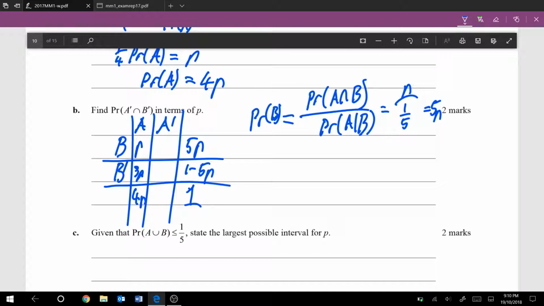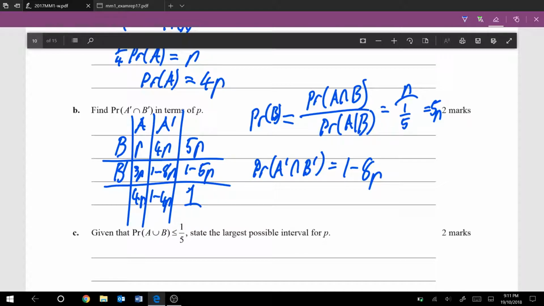And if we are going to do that, we need 1 minus 8p. And we can stop there because we've found the value that we need. But we can continue if we want. That would be 4p, and this would be 1 minus 4p. And you can see that that adds up correctly, and we've filled in the table. So the probability of not A and not B equals 1 minus 8p.